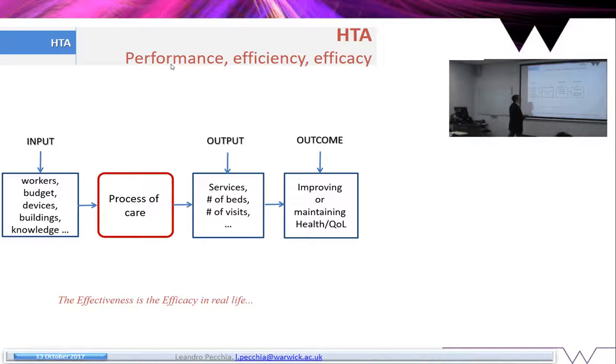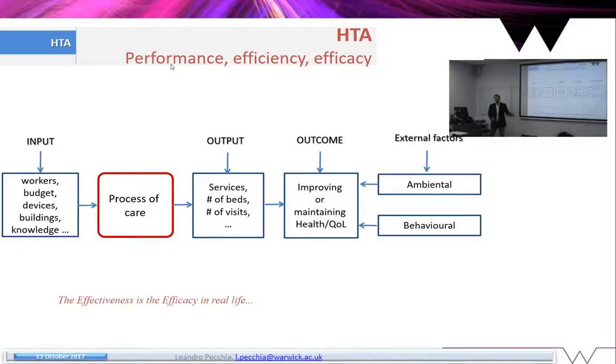But what I would like you to focus on today is that I may have the same number of beds as another hospital, but be much better at improving the health of patients. We may have two hospitals which have exactly the same number of beds, but one of the two is saving twice the lives of the other.